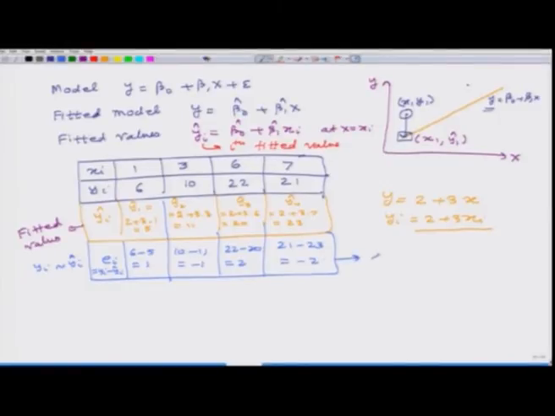These values are called residuals, and I denote them by ei. So ei is nothing but the difference between yi and yi hat, and in general I can define a residual as the difference between observed and fitted values. So this is my residual.